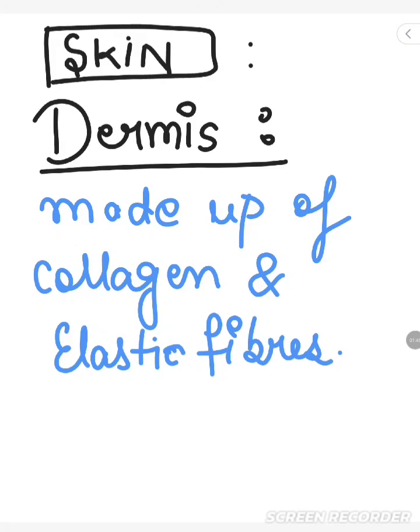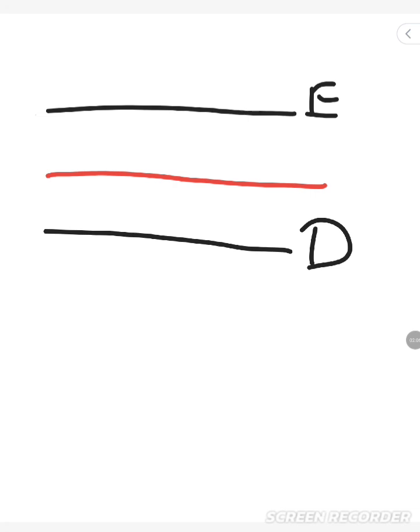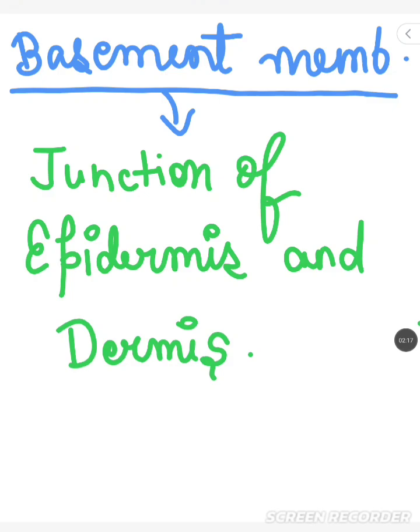When we talk of the epidermis and dermis, the junction of epidermis and dermis is known as basement membrane. Suppose this is epidermis and this is the dermis. Between the epidermis and dermis, the junction is known as the basement membrane. So what is basement membrane? It is the junction of the epidermis and the dermis.